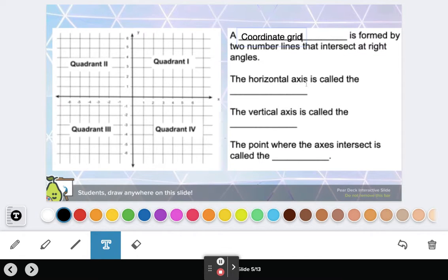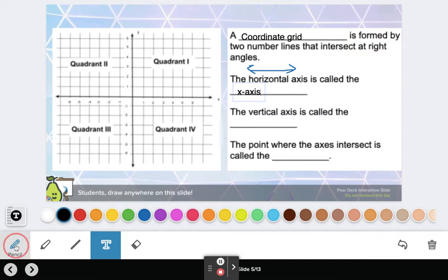So it says the horizontal axis is called, so horizontal, I think about the horizon, so when the sun comes up, it has to go side to side. So we're gonna write this right here. Let's actually write side to side, horizontal, right here on top, okay? Is called the, and we're gonna write this as the x-axis.